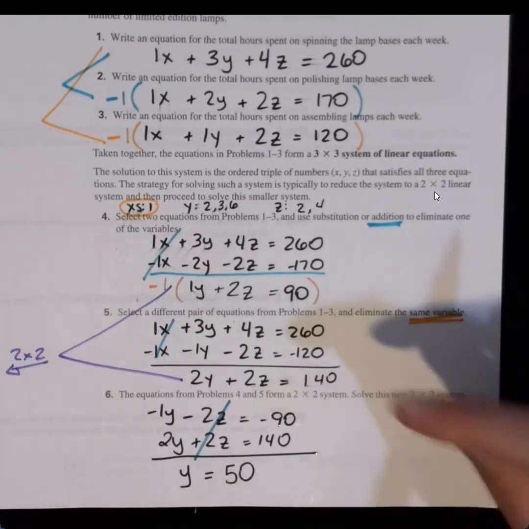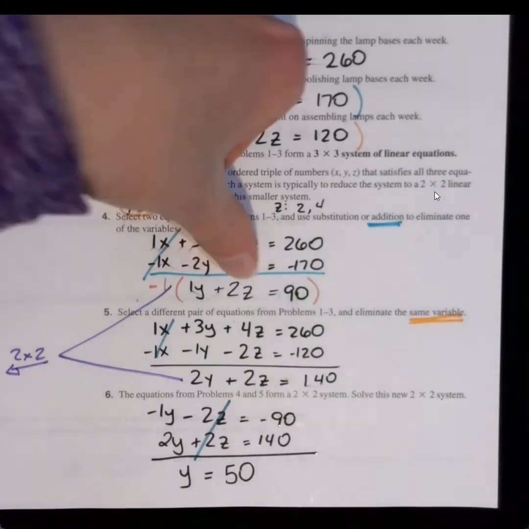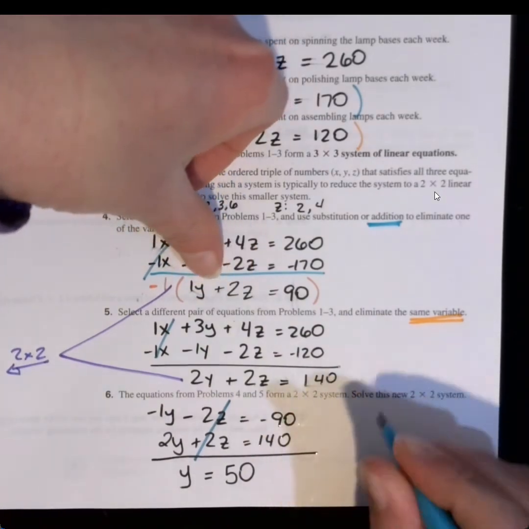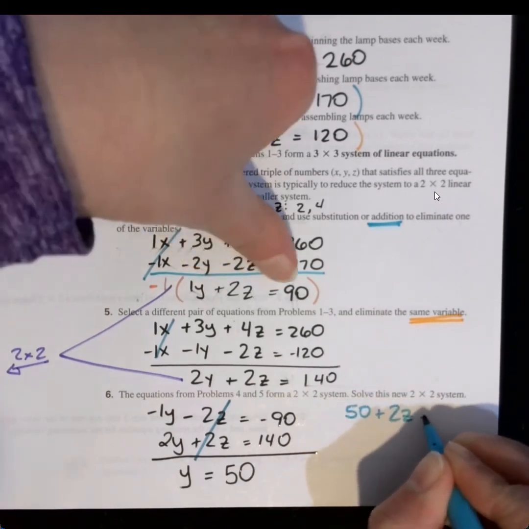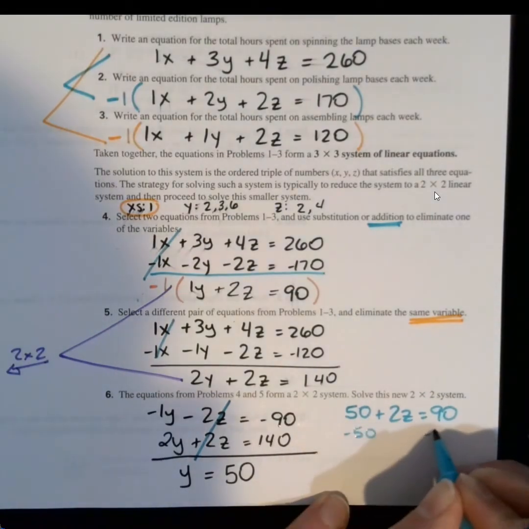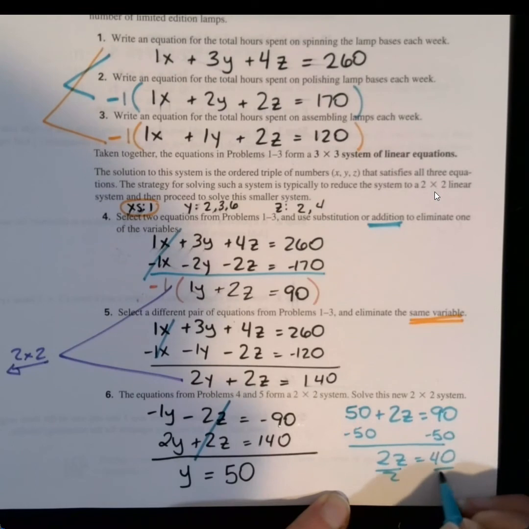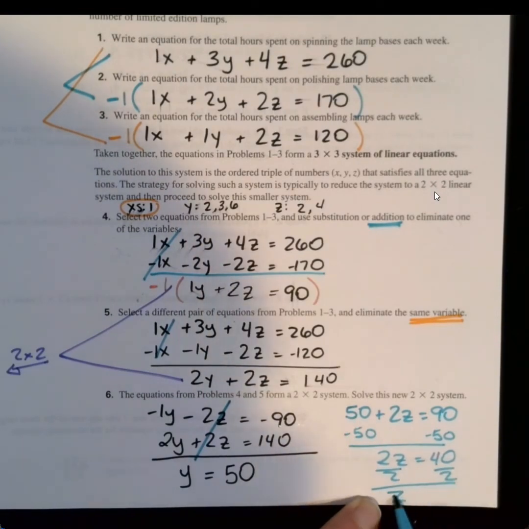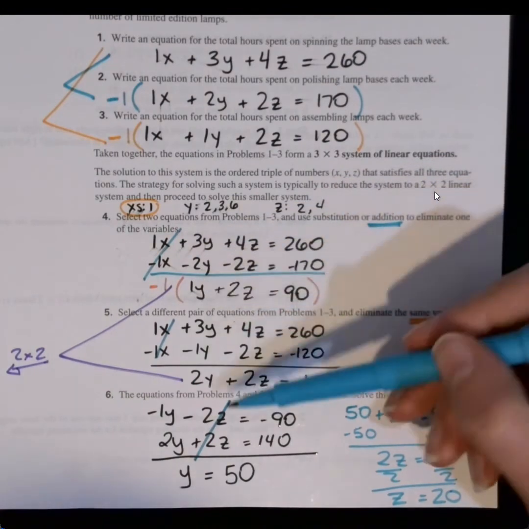So into one of these equations, I'm going to plug in y equals 50. I'm going for the one with the smaller numbers because I can. I'm going to pick 1y, which is 50, plus 2z equals 90. So if I subtract this 50 from both sides, 2z is 40, and then divide by 2, so z is 20. So my 2 by 2 system is solved once I know what both y and z are.